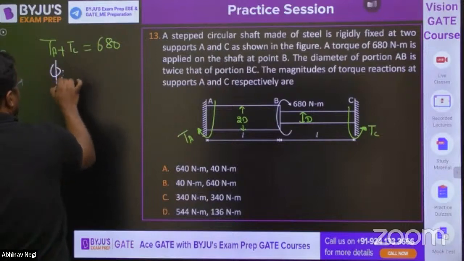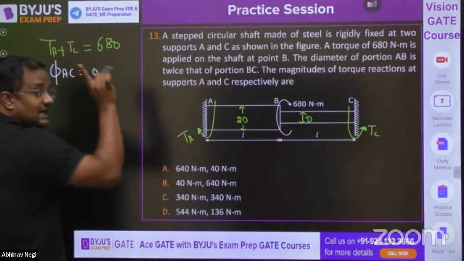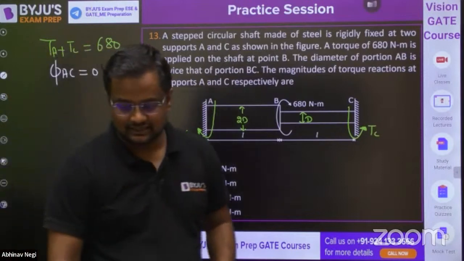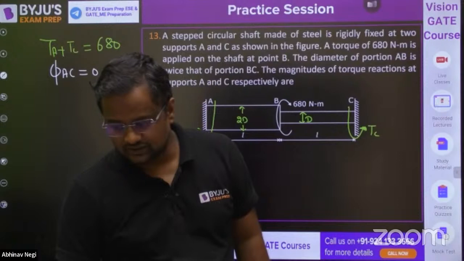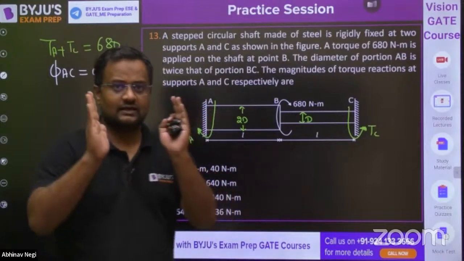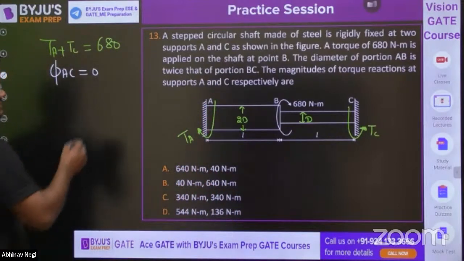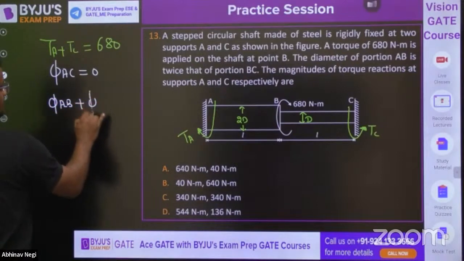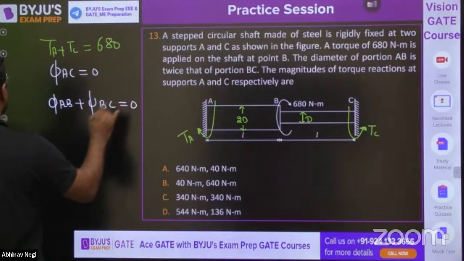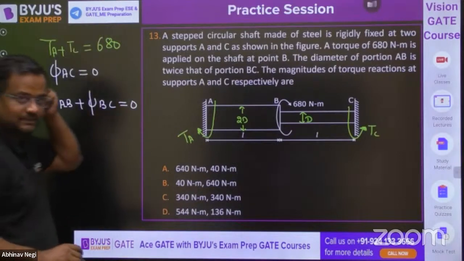Now guys, phi AC will be equal to 0 because A is fixed and C is fixed. So phi AC will be 0, yes or no? A and C both are fixed. So phi AC will be 0, and phi AC is equal to phi AB plus phi BC, equal to 0. Phi is equal to TL by GIP.